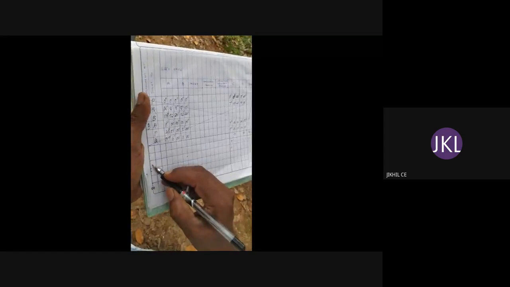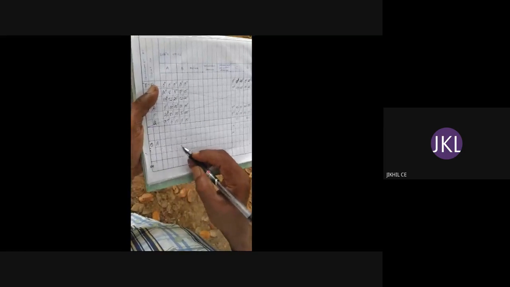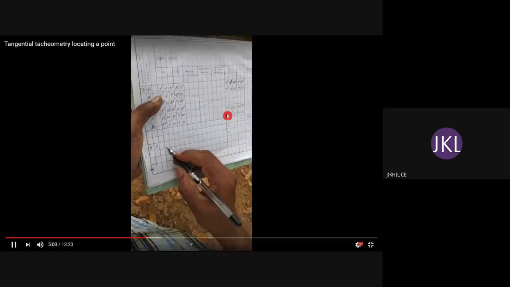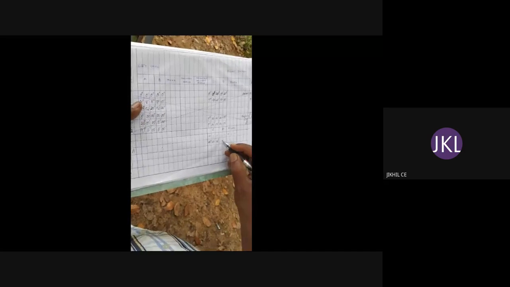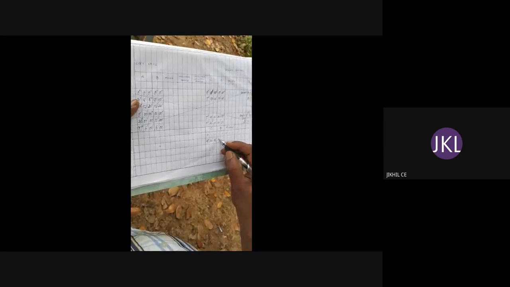Instrument at O, looking to A, alpha 1. Our first angle is alpha 1, that is 4 degree 20 minute 40 second. And in the D scale, 20 minute 40 second.